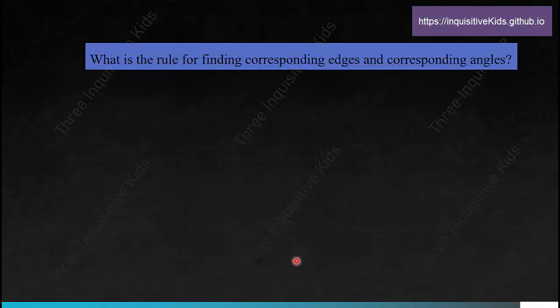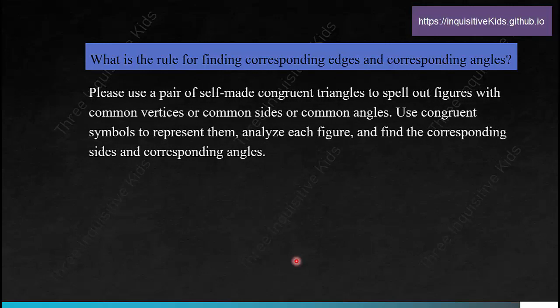Now, what is the rule for finding corresponding edges and corresponding angles? Please use a pair of self-made congruent triangles to spell out figures with common vertices or common sides or common angles. Use congruent symbols to represent them. Analyze each figure and find the corresponding sides and corresponding angles.